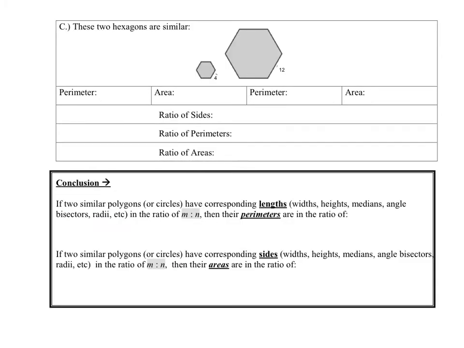All right, so for the hexagons, these are just regular hexagons, and they're similar. So the perimeter would be 4 times 6, which is 24 for the first one, and the perimeter for the second one is 12 times 6, which is 72. And for the area, this one's going to take a little more work. We're going to need to do the formula of 1/2 AP.